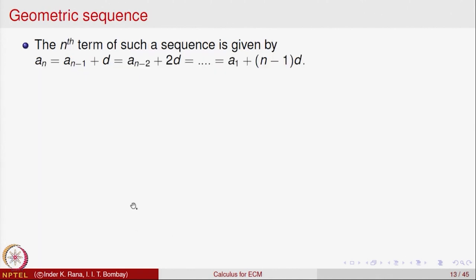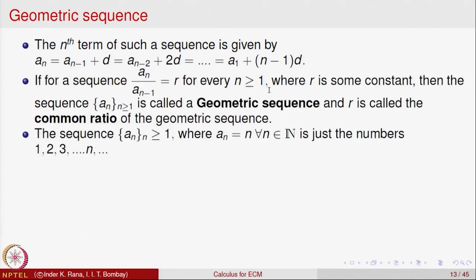We say the nth term of the sequence will be A1 plus (n minus 1)D in the arithmetic sequence. We say a sequence is a geometric sequence if the ratio of two consecutive terms is the same. So An divided by A(n minus 1) should be equal to R for n bigger than or equal to 1. There is no A0. So a better way of writing that will be n bigger than or equal to 2, R is a constant. So this is called a geometric sequence.